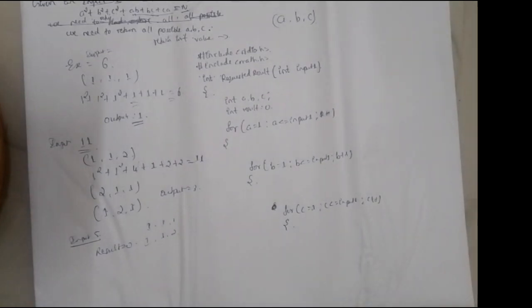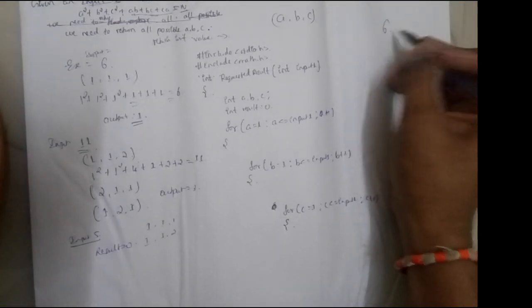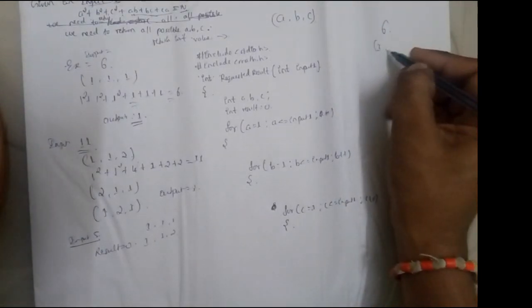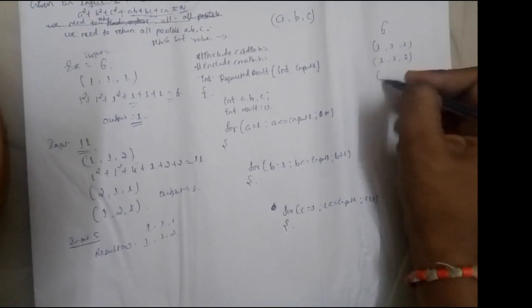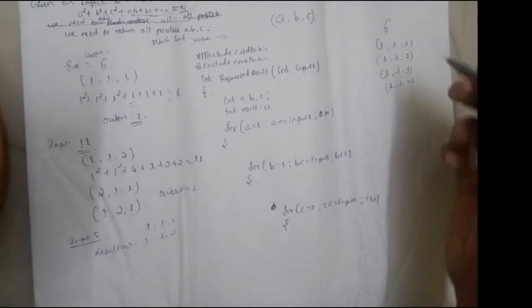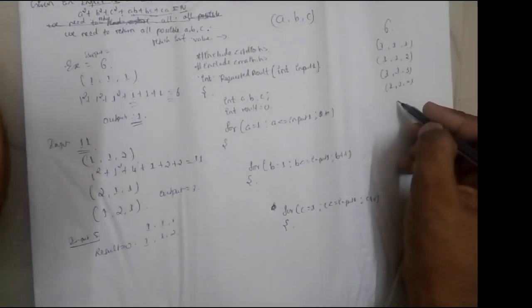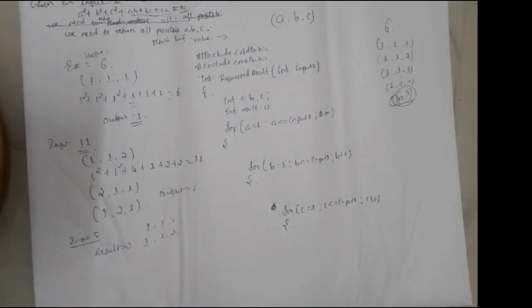Okay, just see, it will iterate over all possibilities. Let's take 6. For first 1, 1, 1, 1, 1, 2, 1, 1, 3, 1, 1, 4, it will take huge time. The time complexity will be n power 3. It's a very high complexity, so we need to add some constraints.